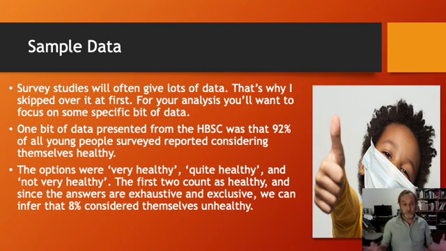92% of all the young people surveyed reported considering themselves healthy. The actual options on the survey were very healthy, quite healthy, not very healthy. So the first two, very healthy and quite healthy, were both lumped into one bucket, the healthy bucket. So that's 92% of the children answering one of those two. And then we can infer, since those answers are exhaustive and exclusive, that the other 8% consider themselves unhealthy.